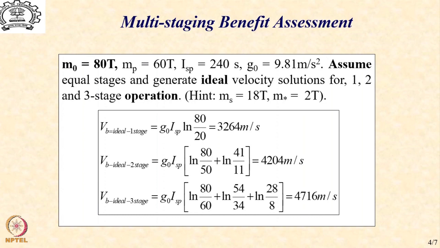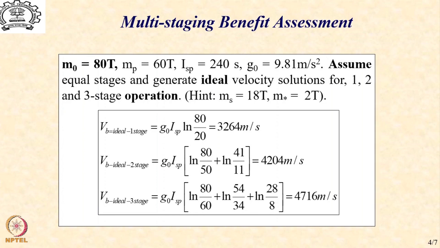end of second stage, and then remove another 6 tons from this 34 and start with 28 tons for the third stage operation, which ends up at the end of the mission as 8 tons, of which 2 ton is the payload and 6 ton is the shell.